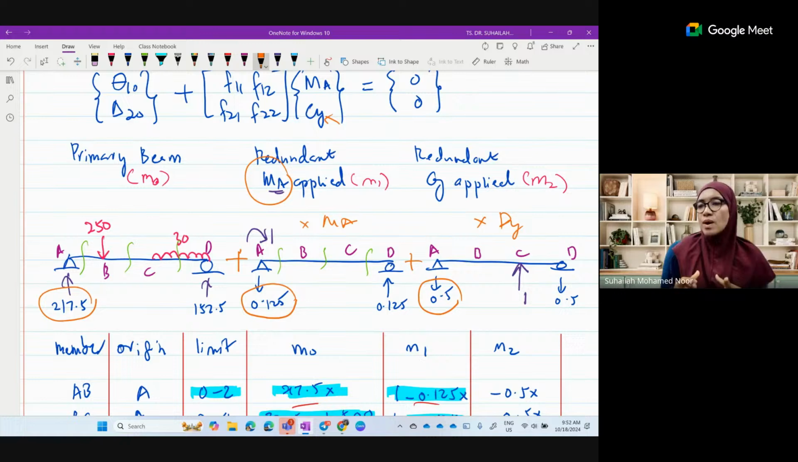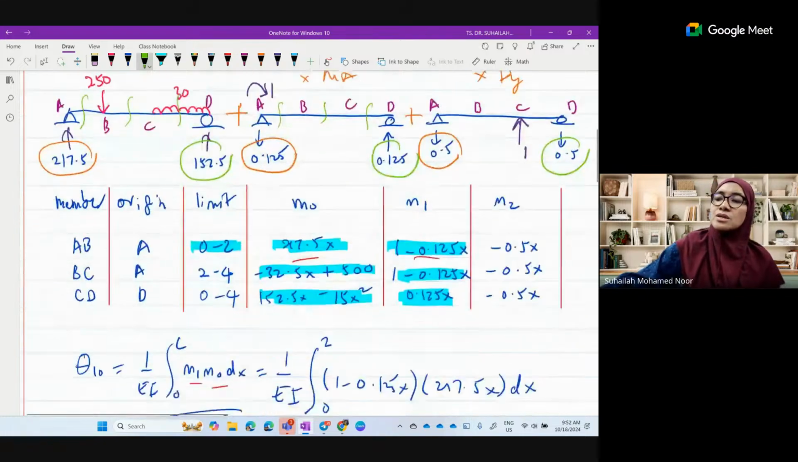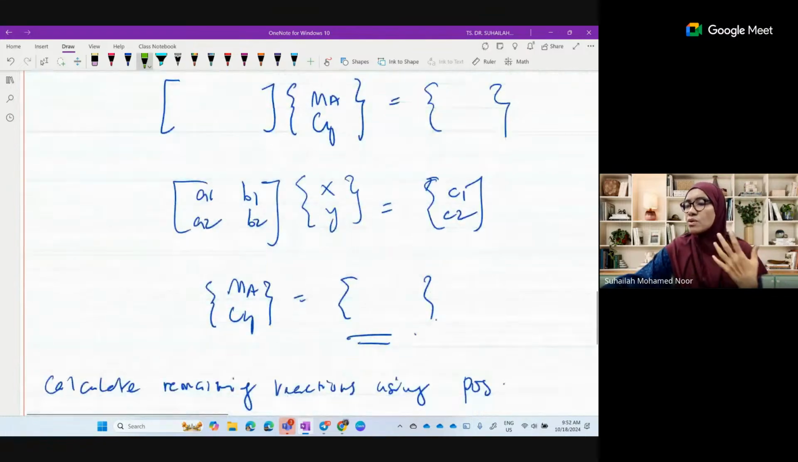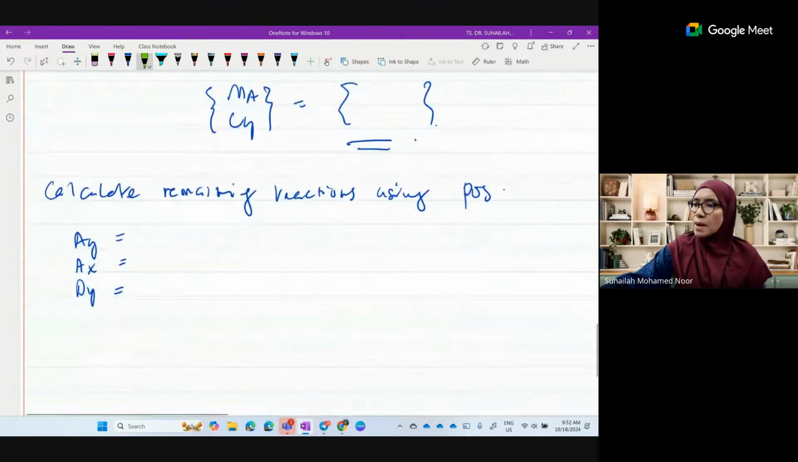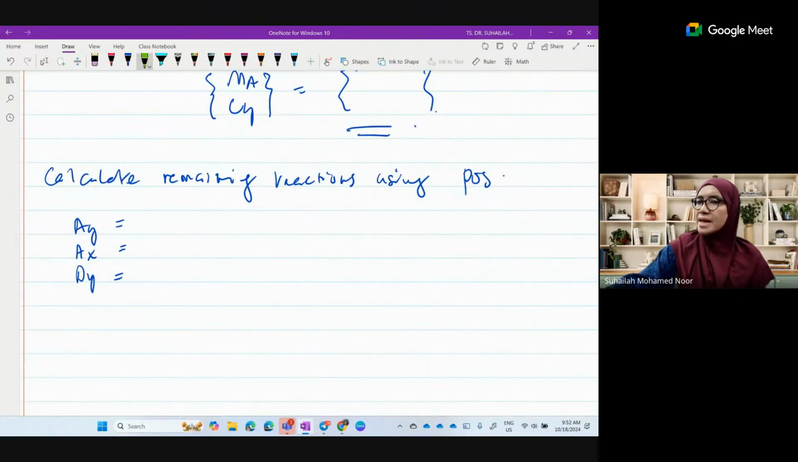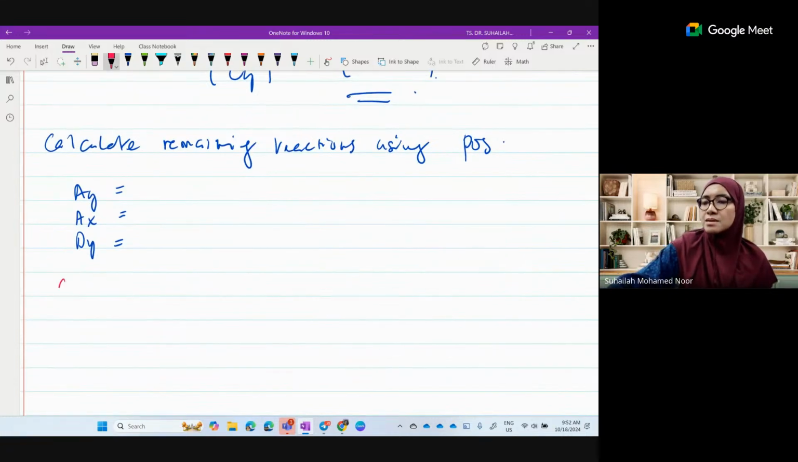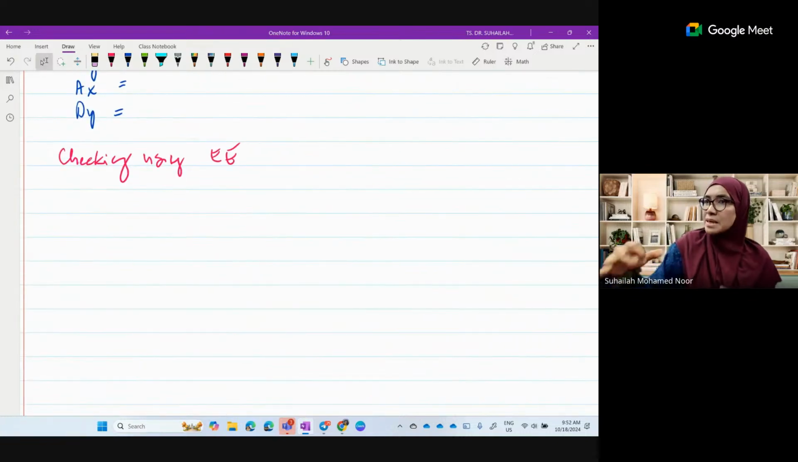Okay, same for DY. DY is 152.5 plus 0.125 times MA plus negative 0.5 times DY. Okay, so for checking we can use the equilibrium equation. This one we have done using the principle of superposition, right? We can check, but checking is optional, not compulsory. Checking using what? Equilibrium equation. That means we have everything.